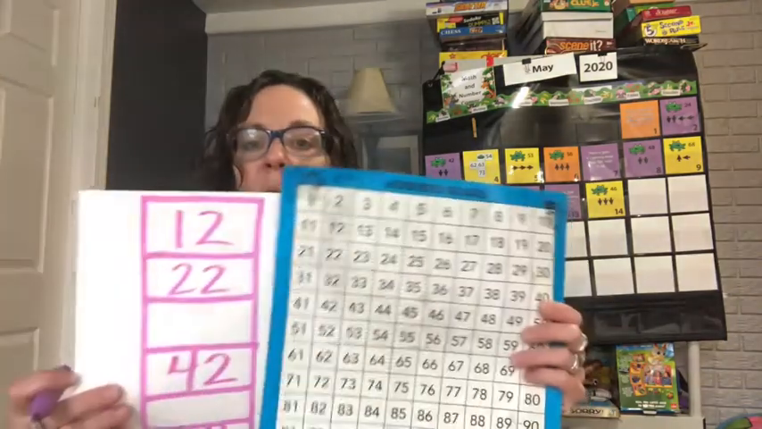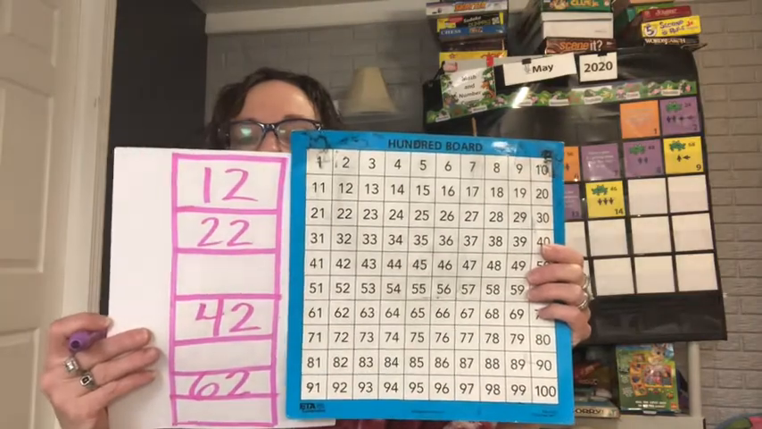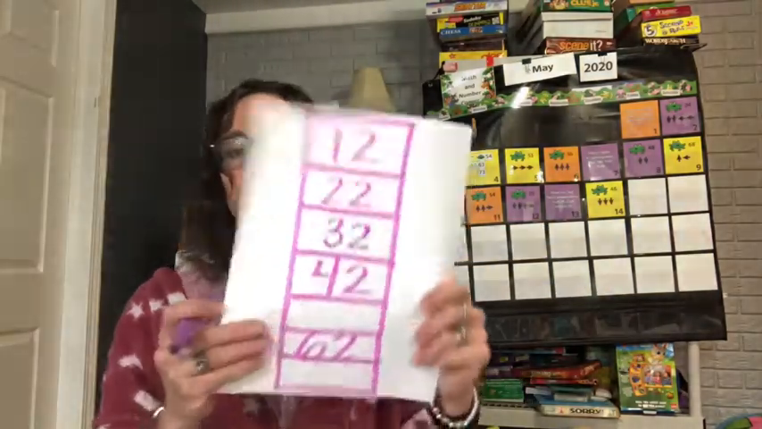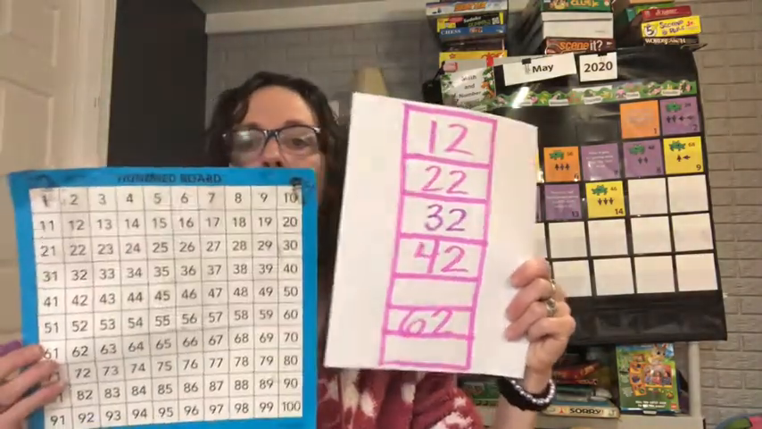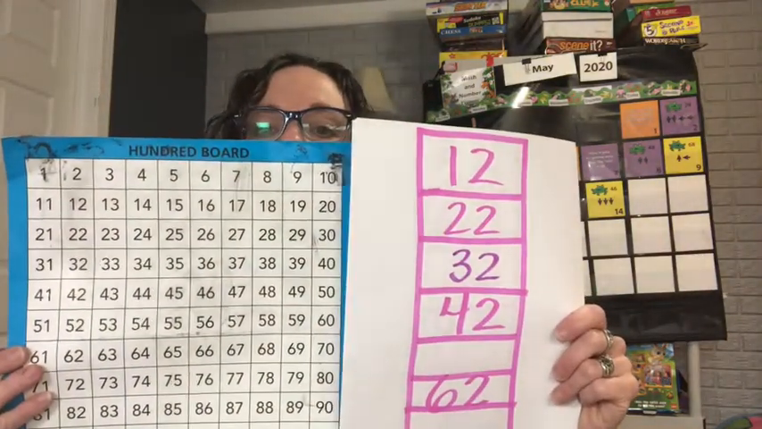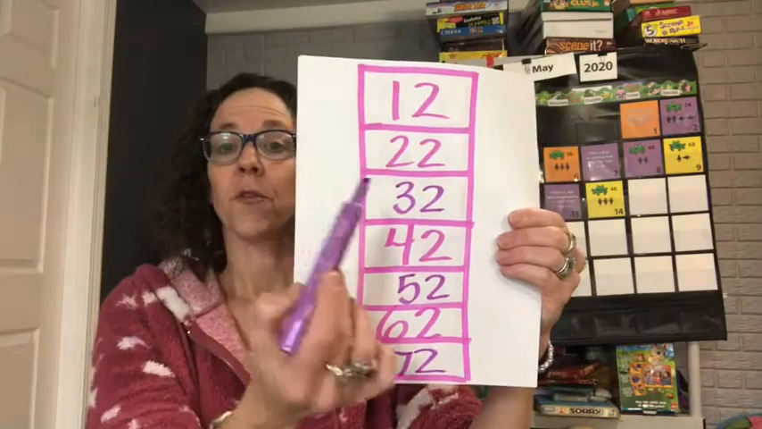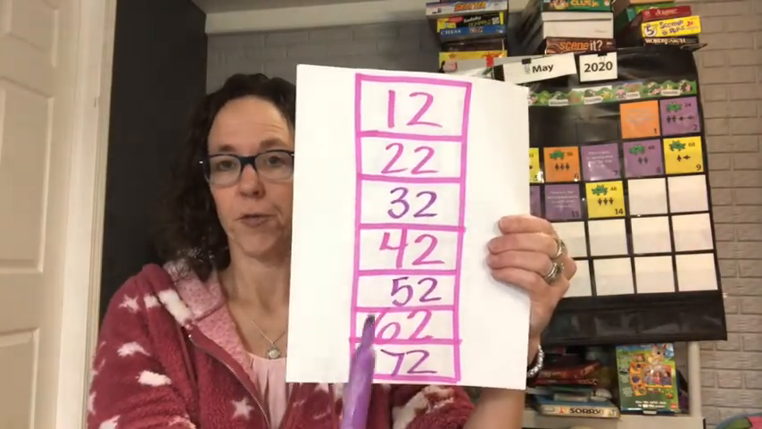All right, here's my next puzzle. So my first number is 12. My second number going down is 22. What's my next number? You're right, 32, 42. What's my next number? 52. Now I already had 62 on the puzzle, so what's last? You are right. 72. Let's count by tens together. 12, 22, 32, 42, 52, 62, 72.